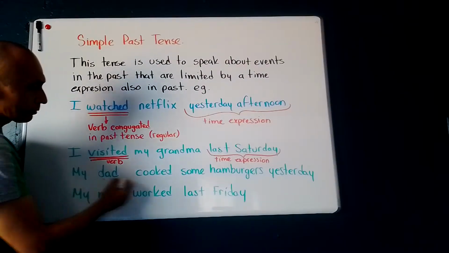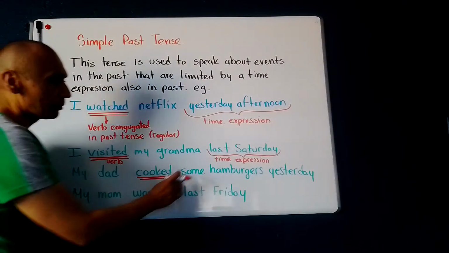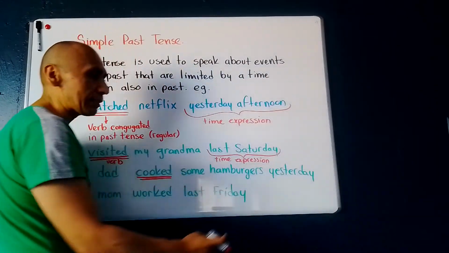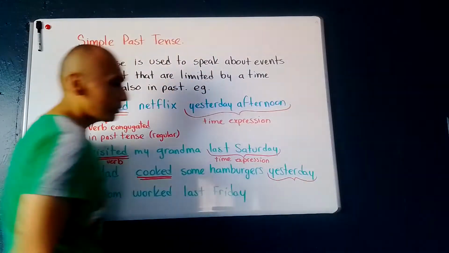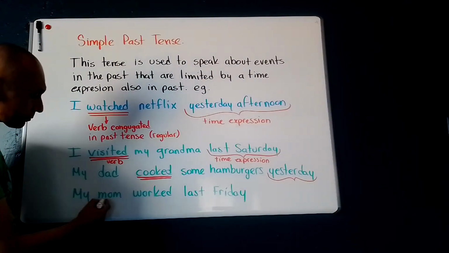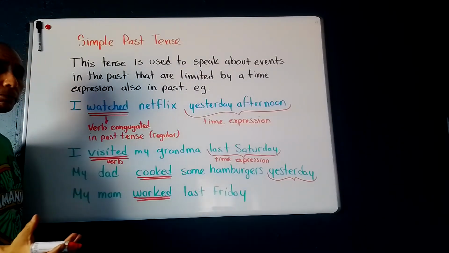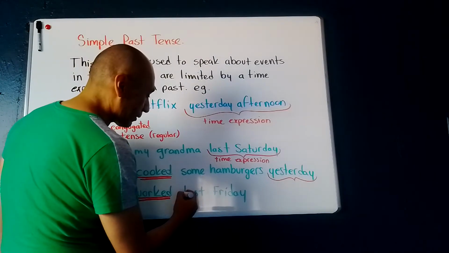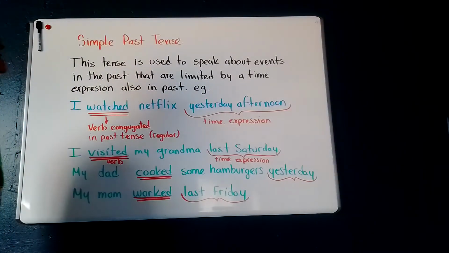So here in this case, my dad cooked. Cooked is my verb. Yesterday is going to be my time expression. And in the last one, my mom worked last Friday. Worked is going to be the simple past verb, and last Friday is going to be my time expression.